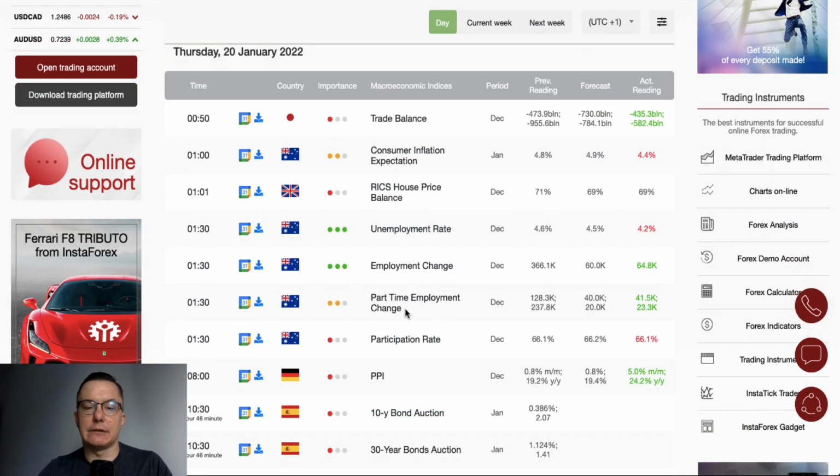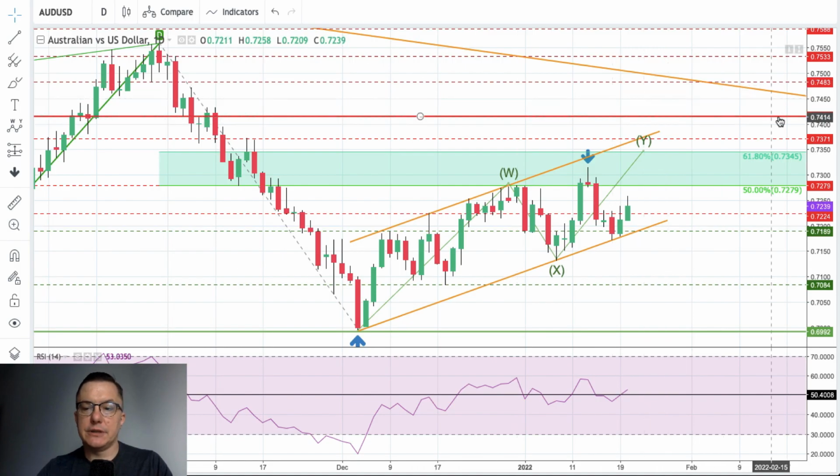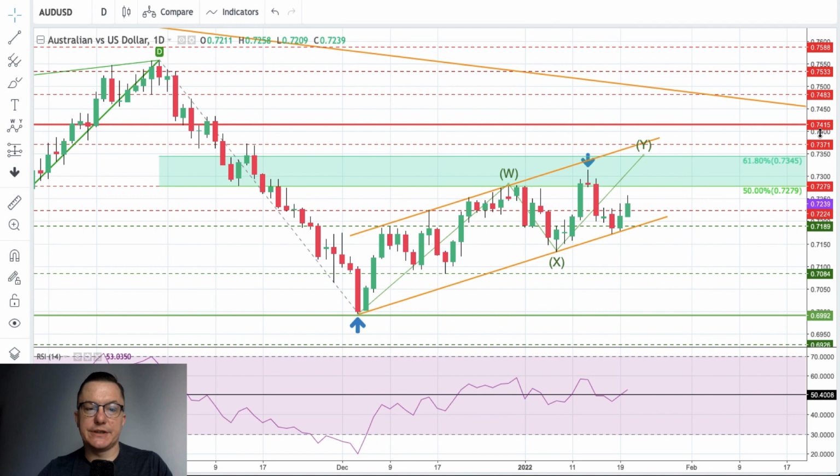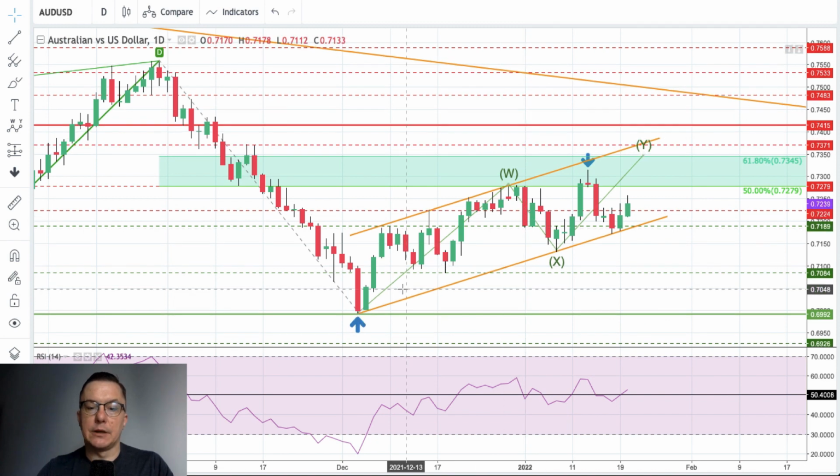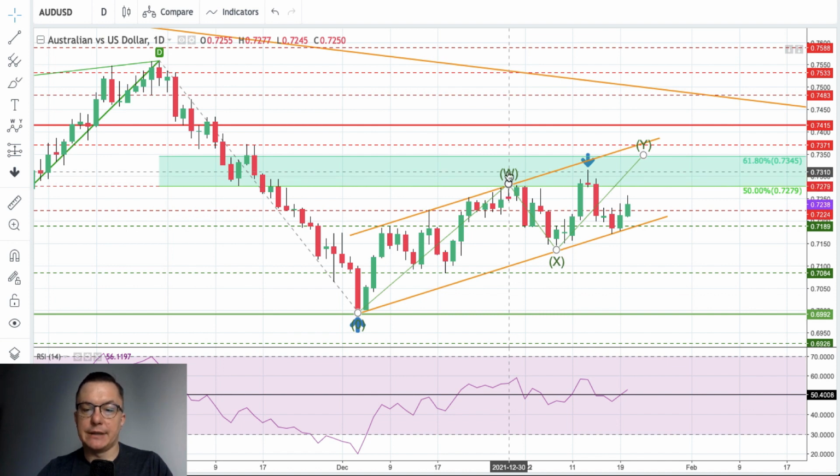Let's take a look at the Australian dollar first. The Australian dollar on the daily time frame chart is still climbing higher. Recently, instead of a simple ABC corrective cycle, we got the wave W and wave X, which means this is already a more time and price consuming pattern developing on the daily time frame chart. This is of course a complex corrective cycle.